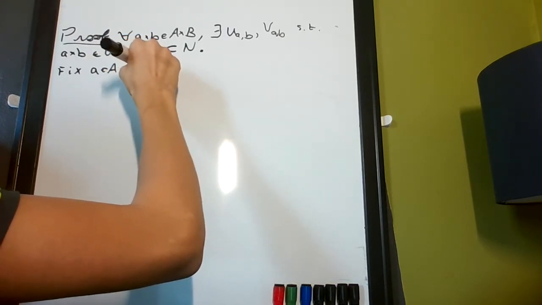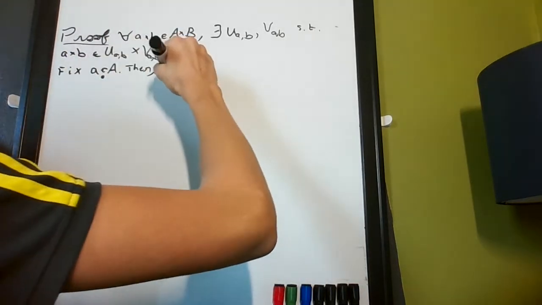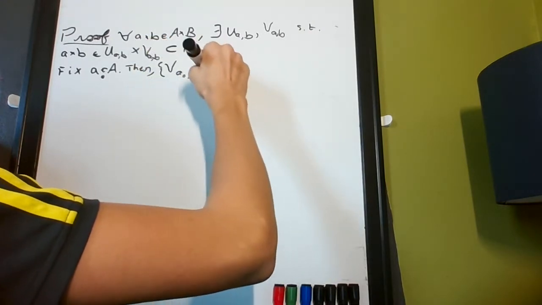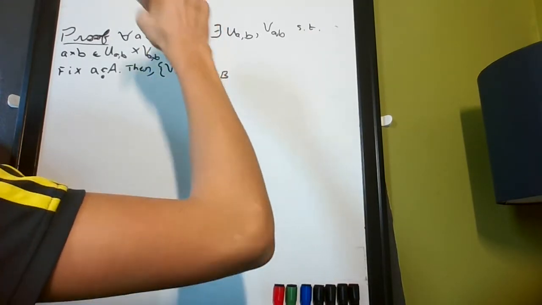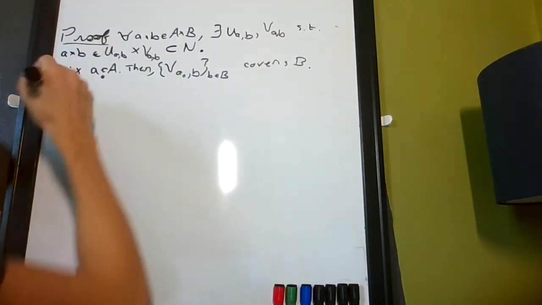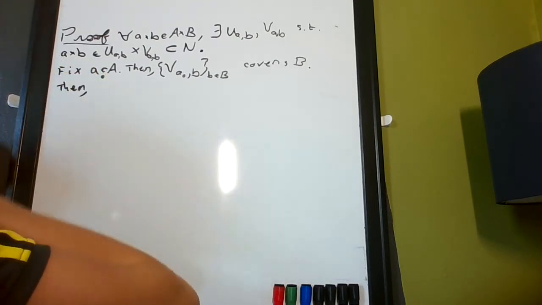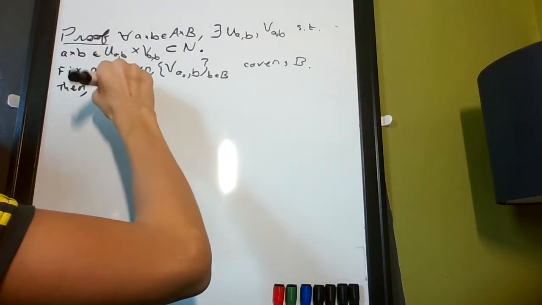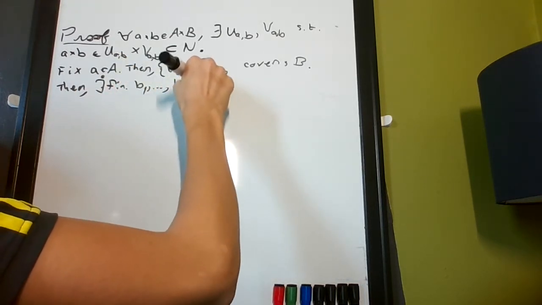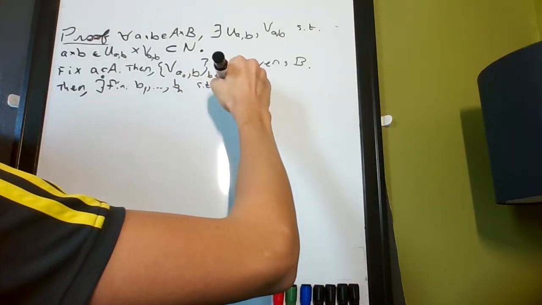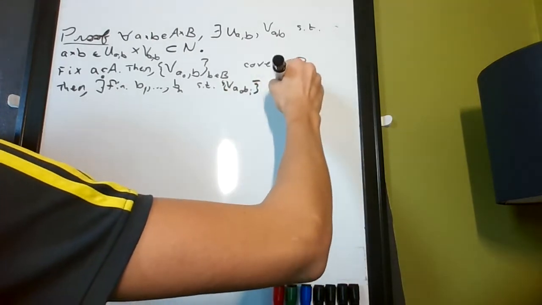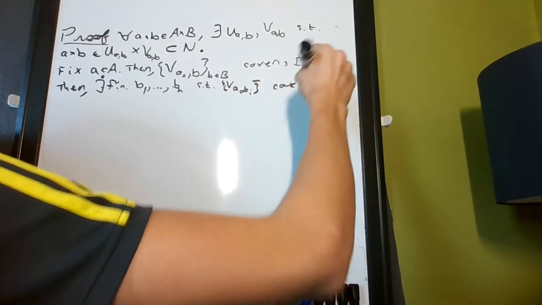I'll call it a naught. Then, V_a0b for b in B covers B. By definition of compact, there exists a finite B1 to Bn such that V_a0bi covers B.